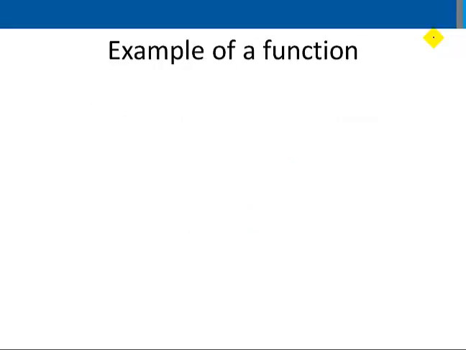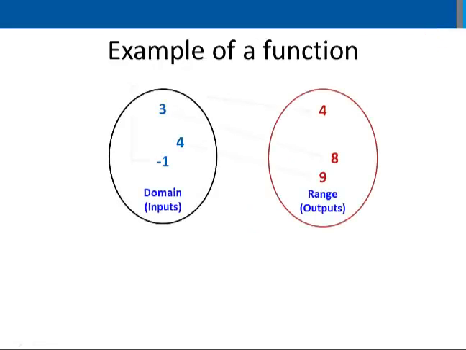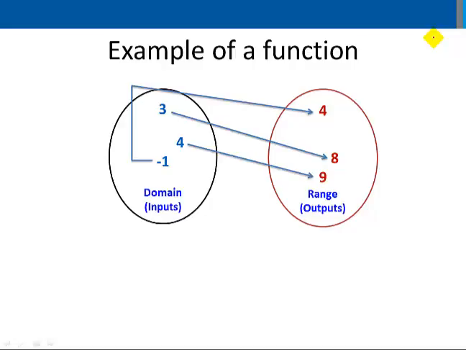In this next example of a function, we have a domain and range, but the function or rule that matches inputs in the domain with outputs in the range is missing. What is a rule that will match each of these inputs with its intended output?